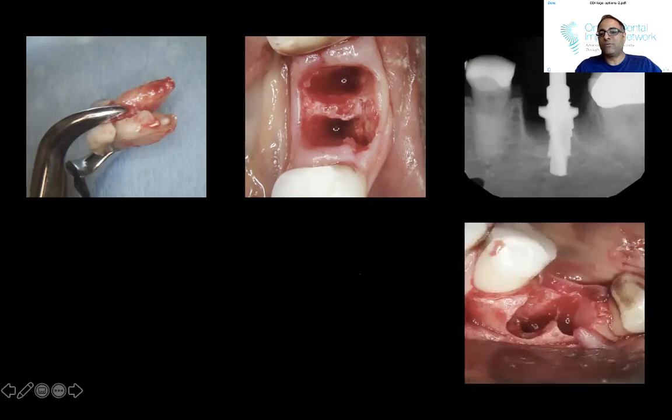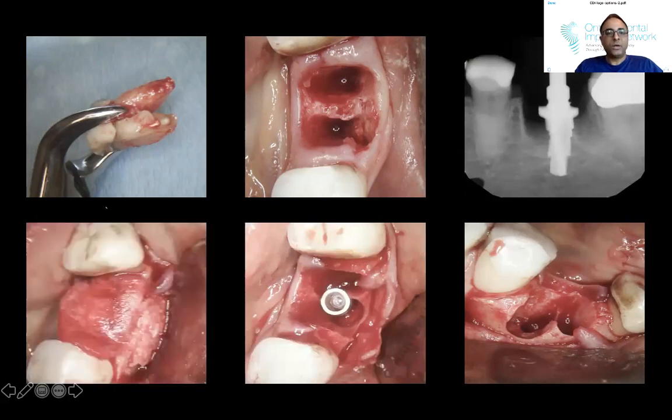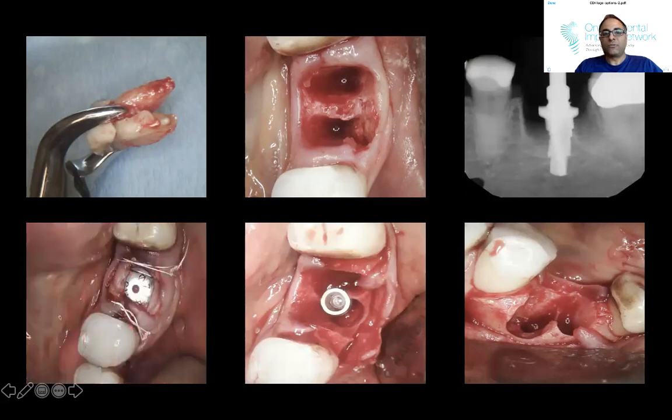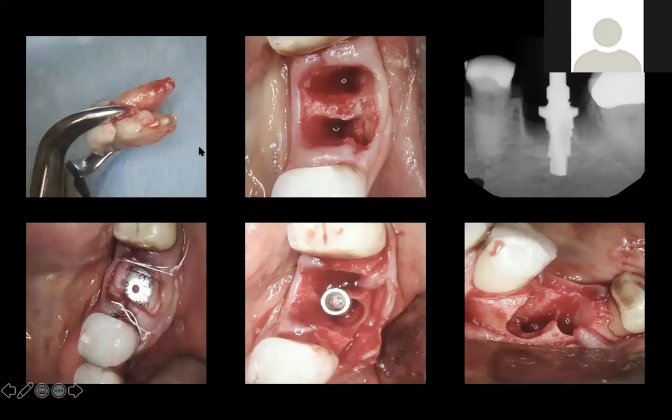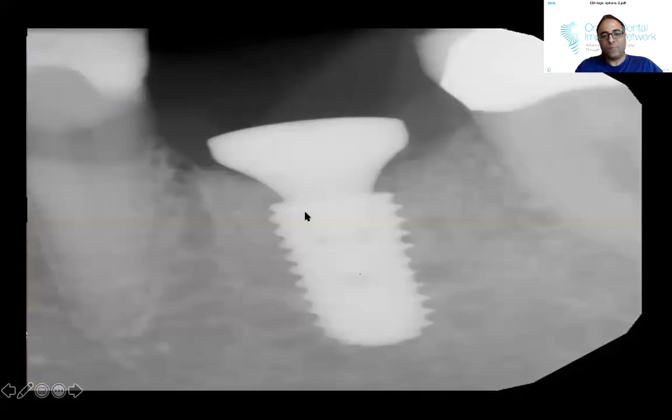Now, obviously here, there was a very, very large buccal defect. So by exposing the site, and then adequately debriding it, and then placing the implant in the optimal position, I can then go ahead and graft the site. And once the site is grafted, go ahead and suture the site. And that's what's really important, to suture everything nicely. We're going to talk a little bit about that as well. So the implant got placed immediately, and we grafted the site.